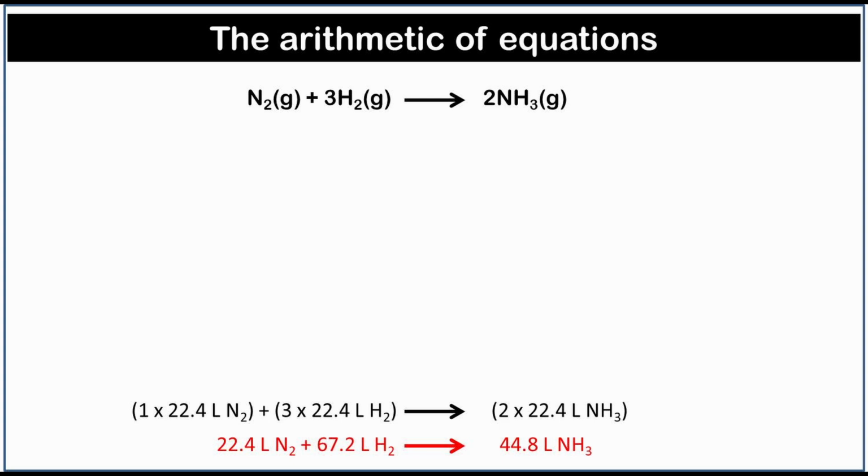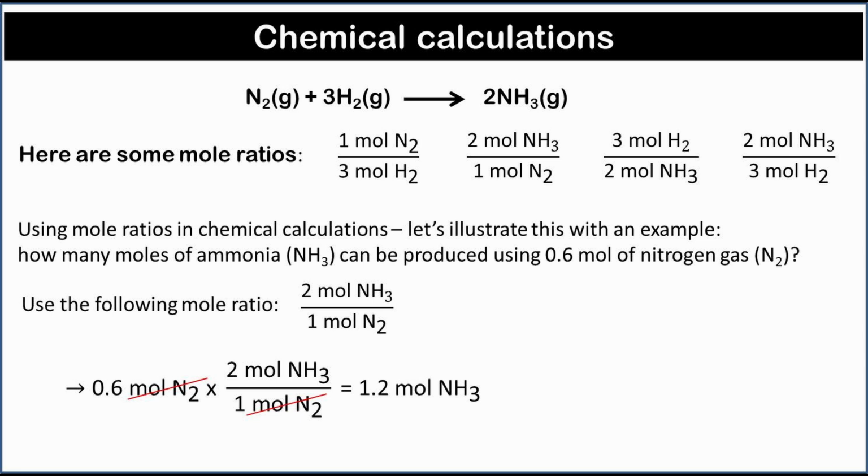Assuming standard pressure and temperature conditions, we notice that the total volume of the reactants at STP conditions doesn't have to be equal to the total volume of product at STP conditions. For the ammonia reaction, we can define several mole ratios. A mole ratio is a conversion factor obtained by interpreting the coefficients of a balanced chemical equation. Mole ratios can be used in chemical calculations.